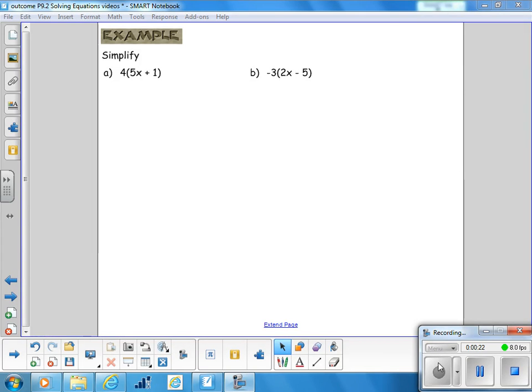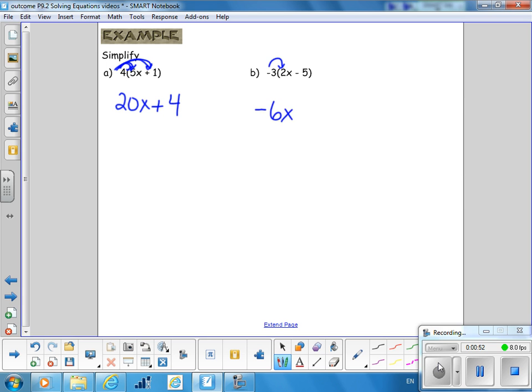If you have parentheses or brackets, you have to take the number that is in front of them, and we use the distributive property, and we multiply it to all terms within the bracket. So 4 times 5x gives us 20x. 4 times 5 is 20, and we have the x. 4 times 1 is just 4, so we have plus 4. So we would get 20x plus 4, and we would have simplified that expression. In the second one, negative 3 times 2x will give us negative 6x. Negative 3 times negative 5 gives us plus 15. So we use what's called the distributive property.